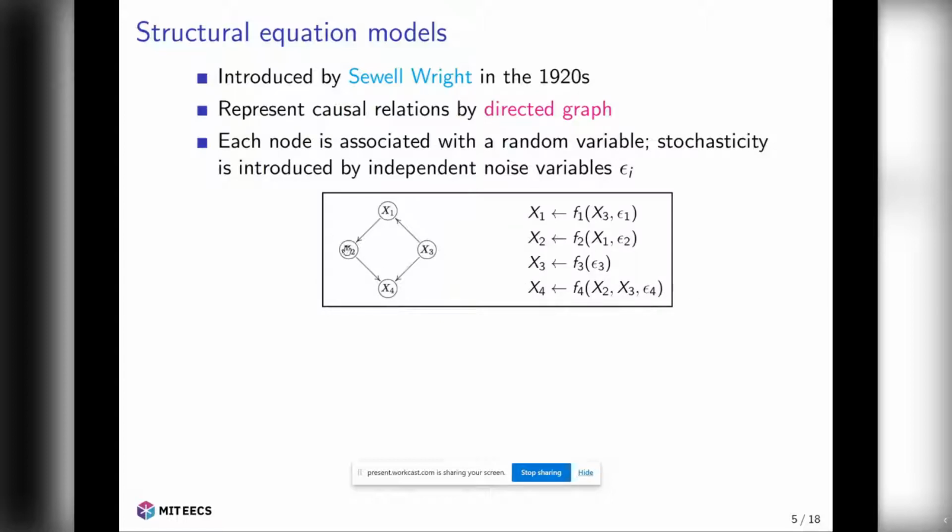Now, these can be linear relationships in the simplest setting. So gene 4's expression is some linear combination of gene 2's expression and gene 3's expression and some noise, but they can also be general functions. And so everything will hold also for general functions.